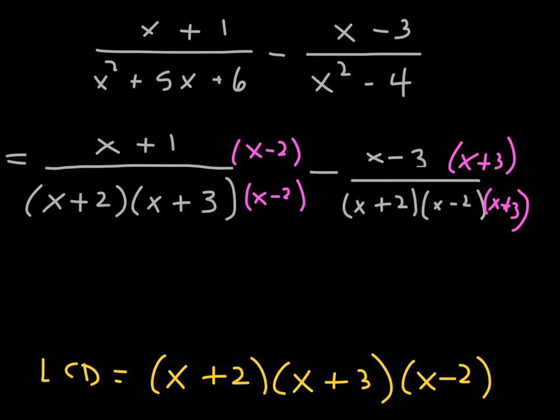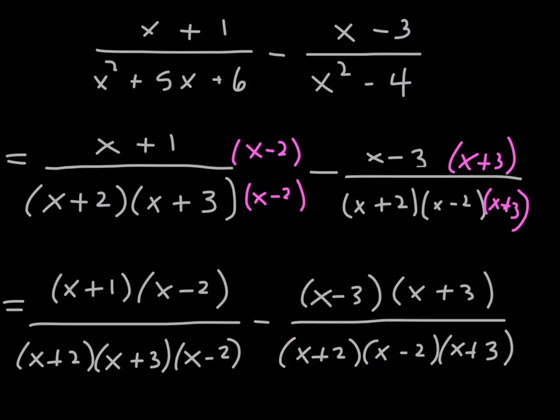Notice that you're multiplying by 1, because x minus 2 divided by x minus 2 is 1. X plus 3 divided by x plus 3 is 1. So in essence, you are not changing the value of these rational expressions, because whenever you multiply any expression by 1, its value stays the same.